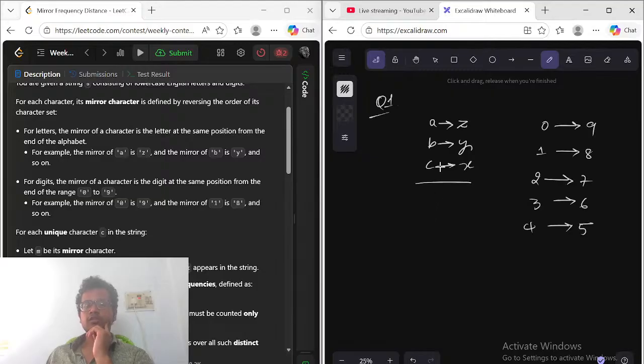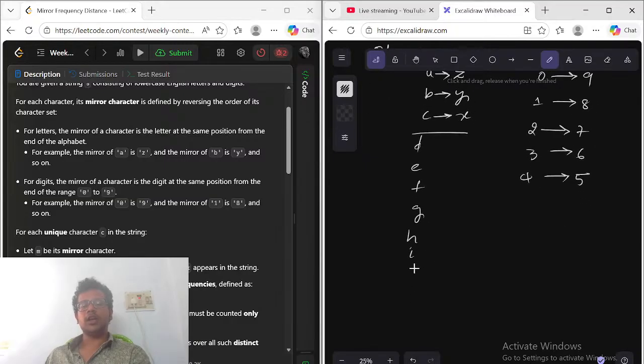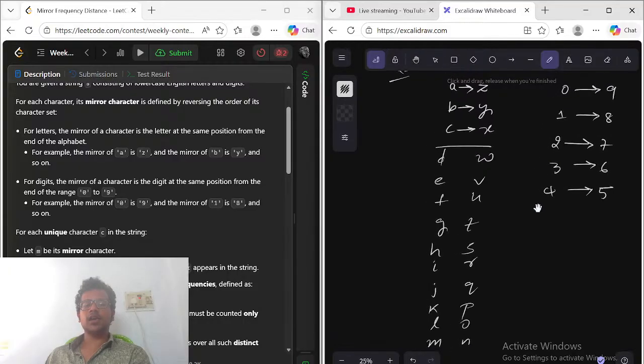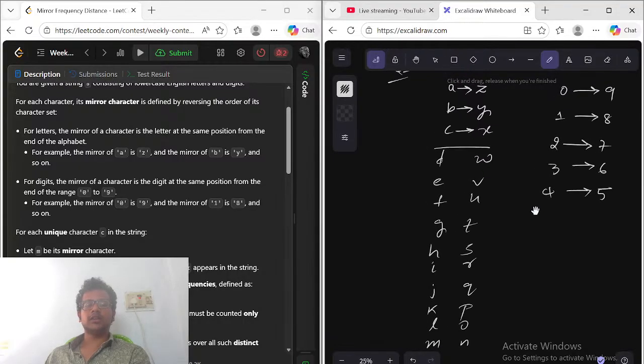Now, let's write out our A to Z here. A, B, C, D, E, F, G, H, I, J, K, L, M, N, O, P, Q, R, S, T, U, V, W, X, Y, Z, right? So all these are the mirror characters.